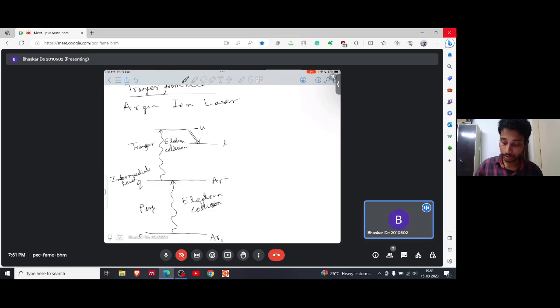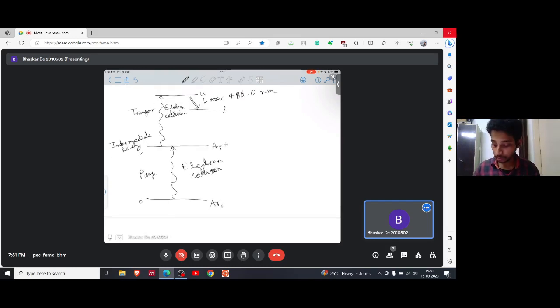And then we have the laser at 488.0 nanometer. So this is the ground state of argon ion. This is the ion ground state. This is the atom ground state.